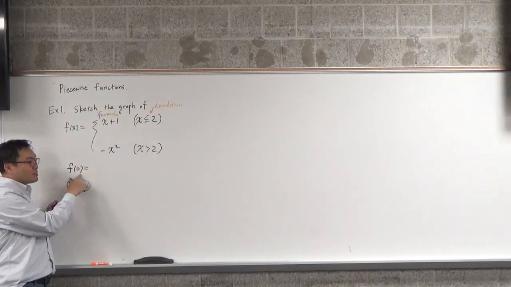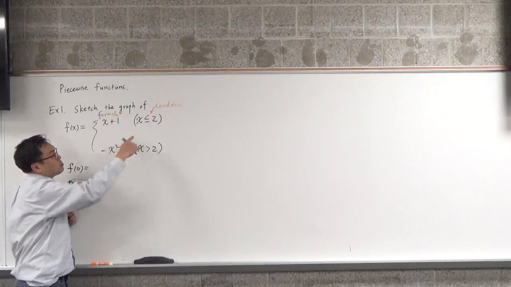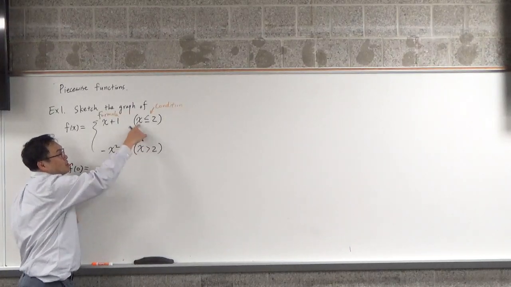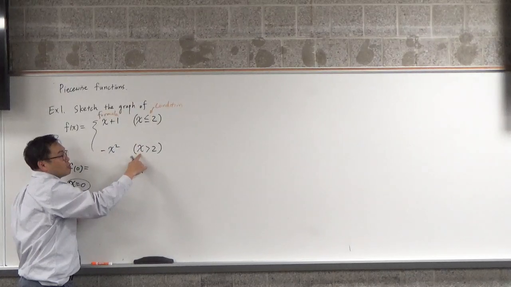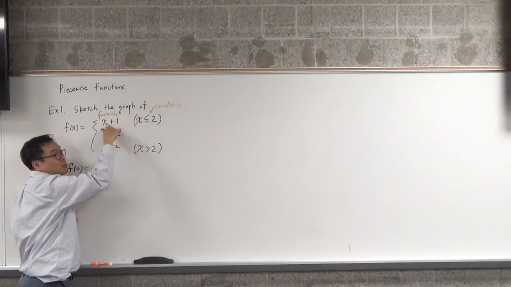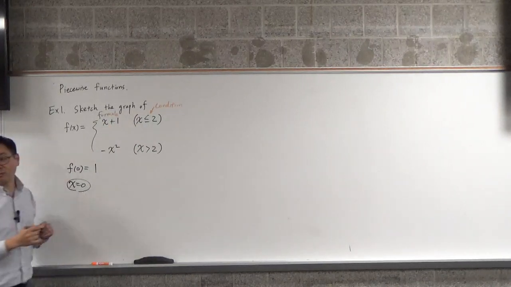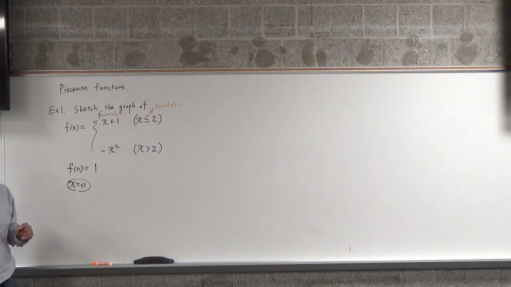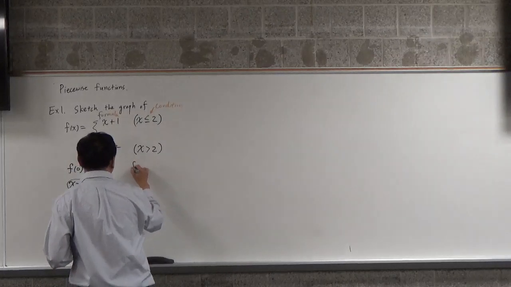Since it's f of x, if you plug in x equal to 0, then immediately you look at these conditionals. Is 0 less or equal to 2? Yes. Is 0 bigger than 2? No. Since this one's true and this is not true, then you go for this one. And you get 0 plus 1, which is 1. That's why f of 0 is 1. You get that? Okay.